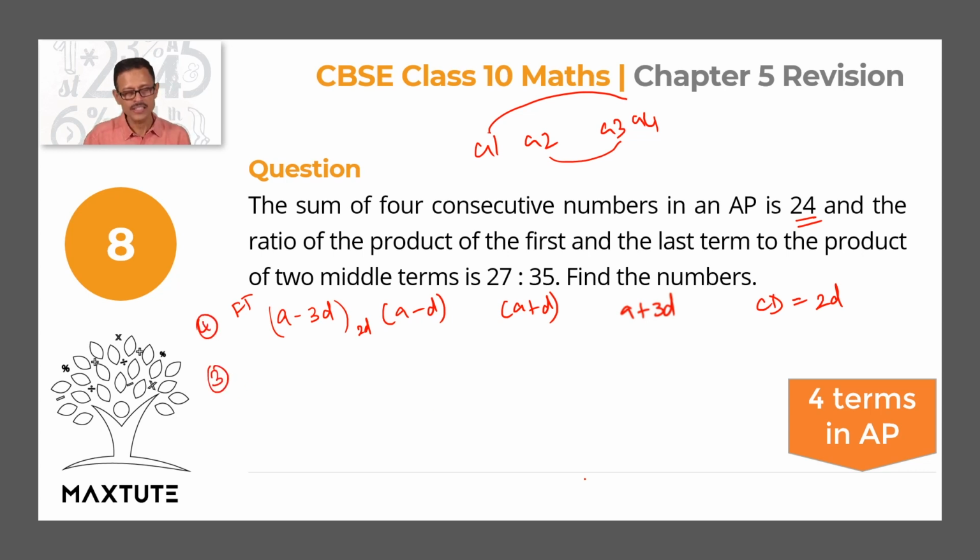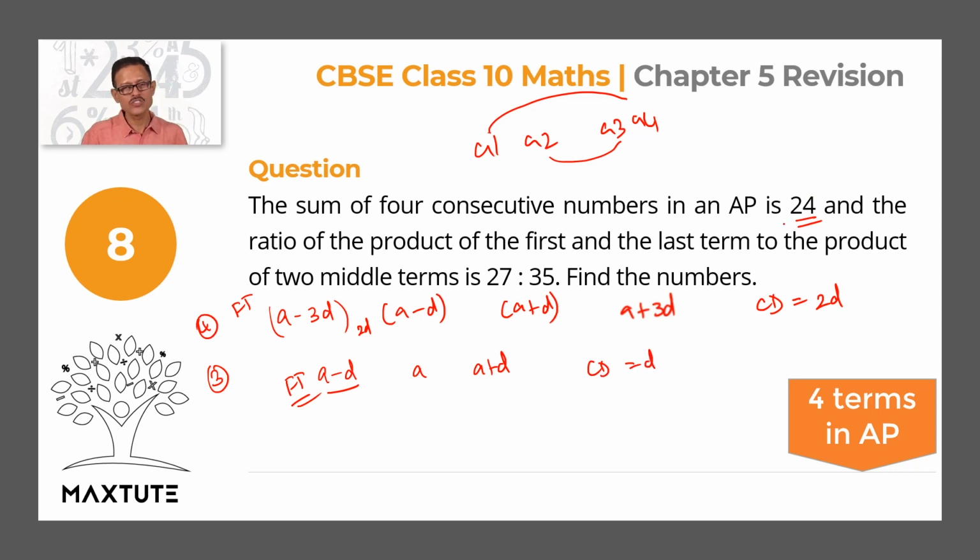In some cases, they might say we have 3 terms in an AP. In that case, go with a minus d, a, and a plus d as the 3 terms. In this case, again, the first term is not a. The first term is a minus d. But the common difference in this case is equal to d. What is the rationale for doing this?